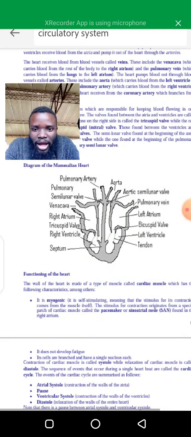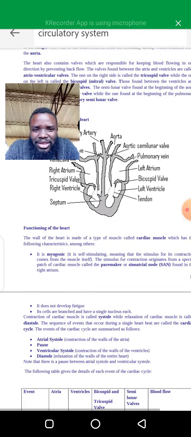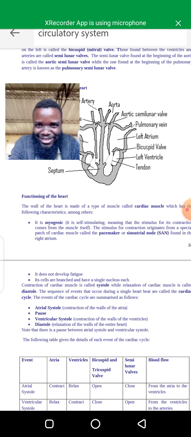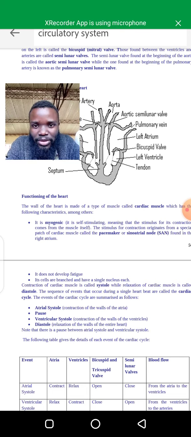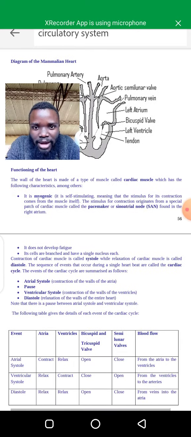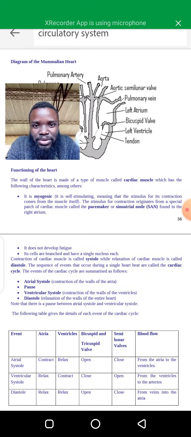Now, let's look at the function of the heart. Can someone try to tell me what's the function of the heart? To pump blood around the body. Okay, yes. The function of the heart is to pump blood around the body. So the function of the heart, so to say, is just to pump blood. The walls of the heart are made up of cardiac muscles, which have the following characteristics. They've got these ones.